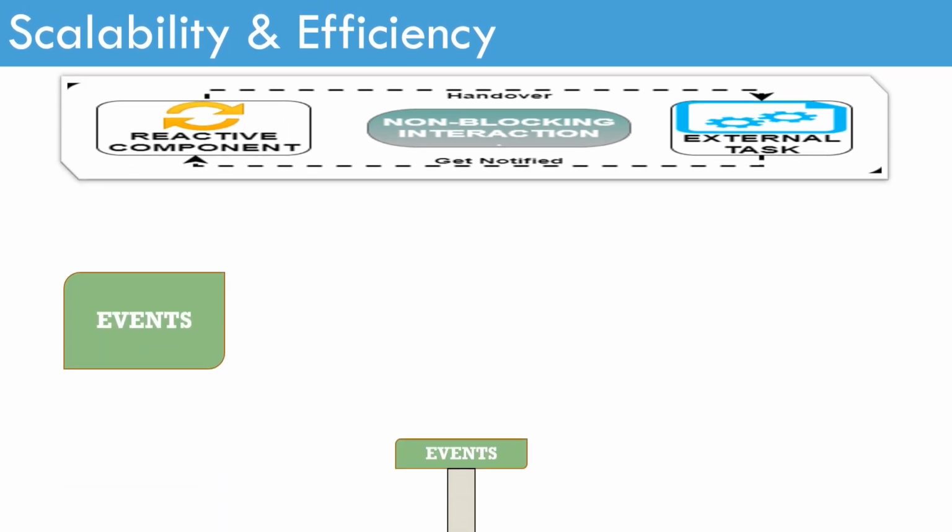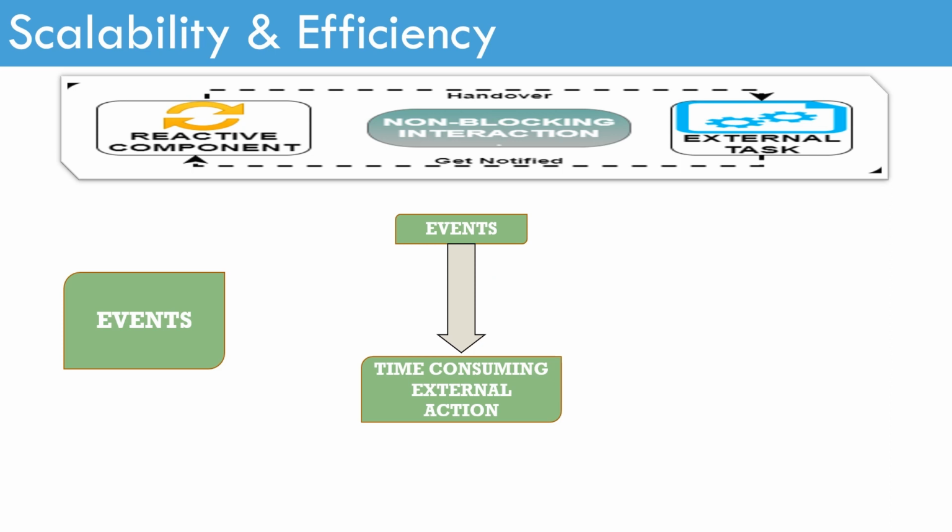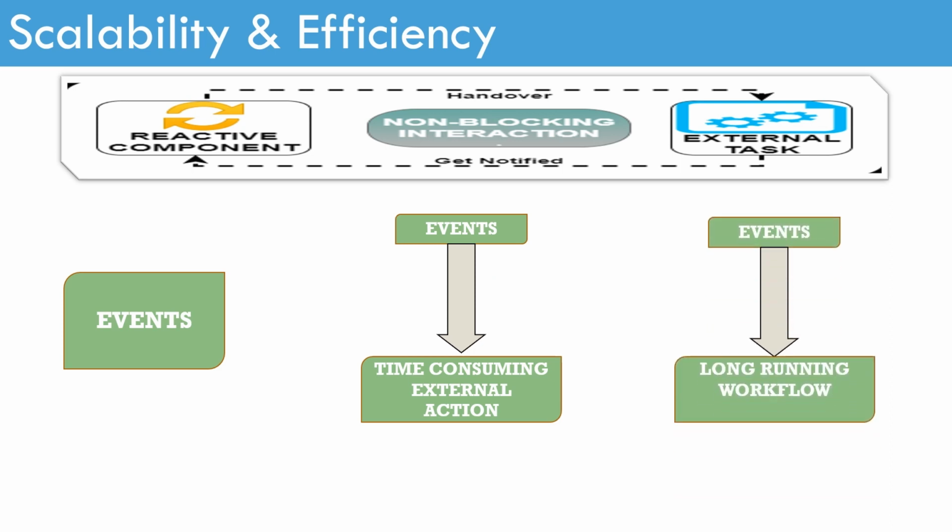Be it an event or a time-consuming external task like an API call to fetch a product detail, or even a long-running external workflow like a taxi booking request which needs manual approval steps, the reactive components are never blocked, i.e., they never waste their time waiting on them. Thereby, they can always run at their optimal best. Let's look at them with some sample examples.